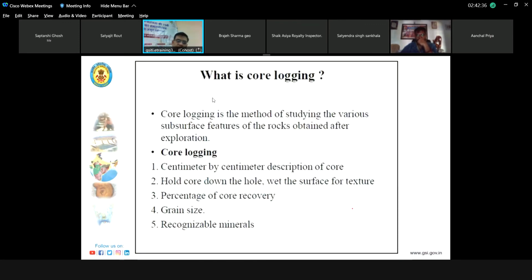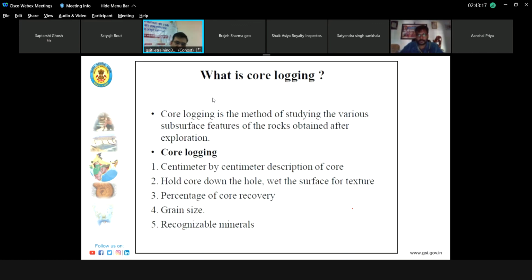You know what core logging is? It has to preserve the data of the core: which lithology it is, which structures and microstructures you are observing in that core, and if there is mineralization, what your visual estimation is, and which minerals you are encountering. In the case of copper, whether it is chalcopyrite, azurite or bornite; if it is iron, whether it is hematite or magnetite. Whichever ores you encounter, you have to record them centimeter by centimeter.